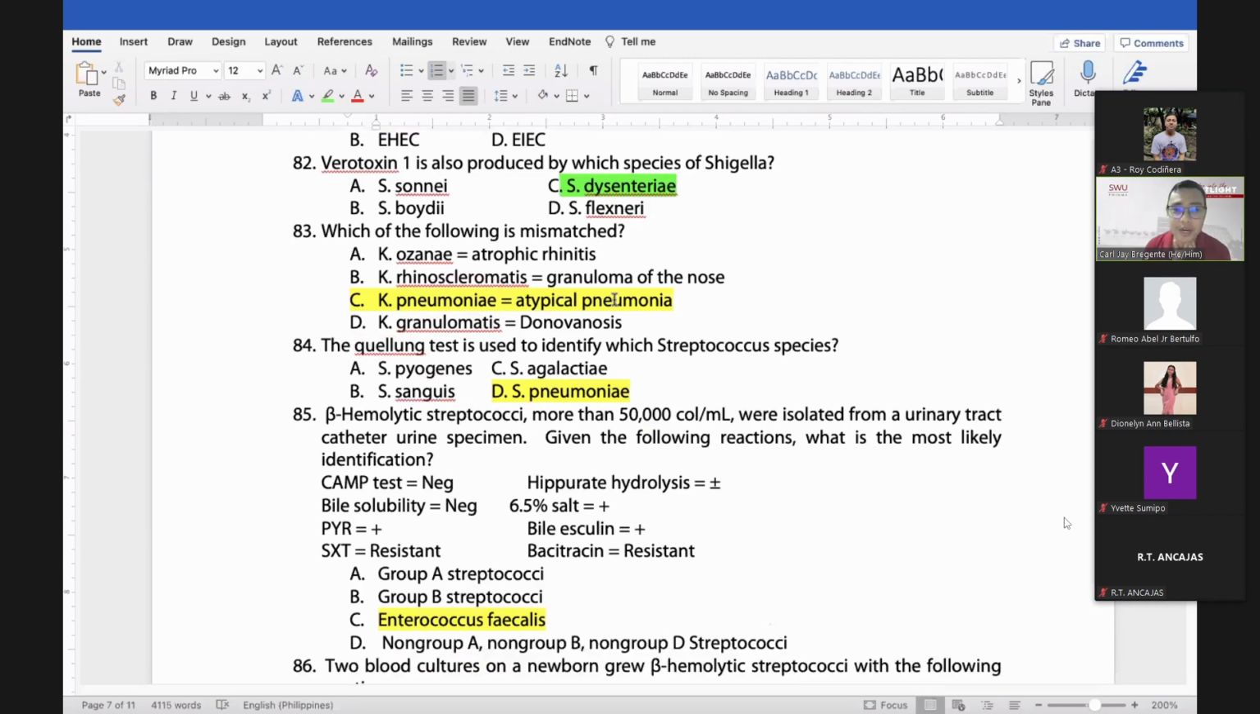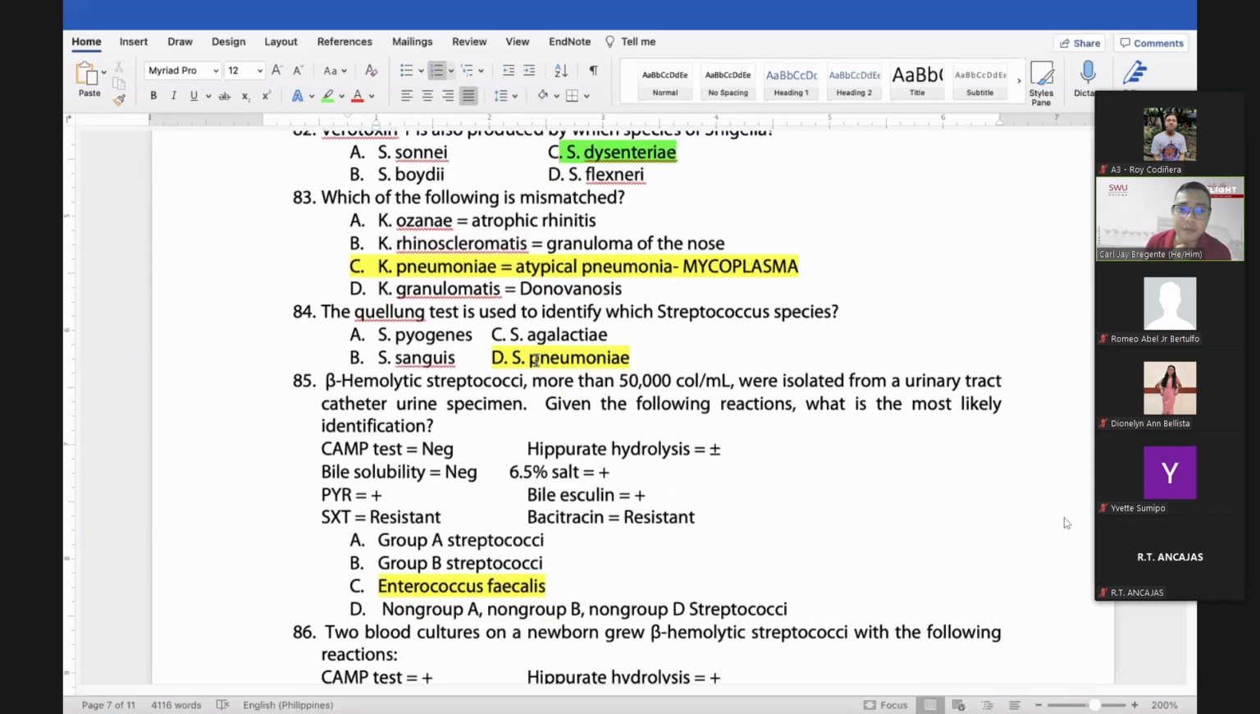Again, class, Mycoplasma is the one with atypical pneumonia. Number 84, Quellung test is used to identify which Streptococcus species. You already know that the Quellung test is for capsule. Among the four, Streptococcus pneumoniae is the capsulated one. So that's the answer.